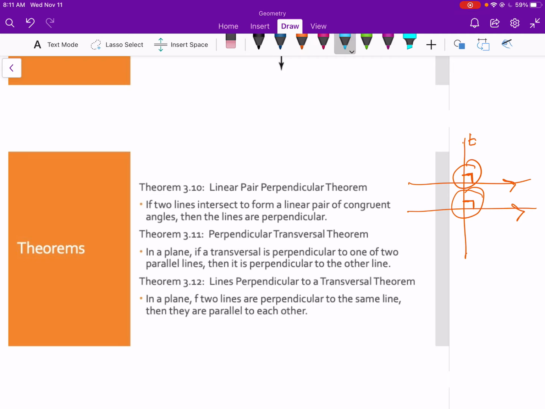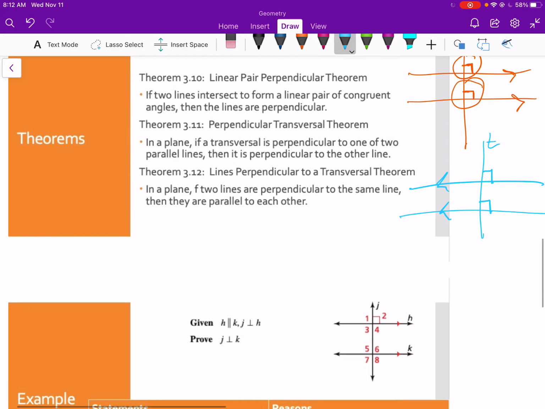And then the other one: if two lines are perpendicular to the same line, then they are parallel to each other. So it's kind of the backwards version. So we have two lines and a transversal. We know that it's perpendicular to both of these. So that means that if it's perpendicular to both of these, then we can conclude that these two lines are parallel.